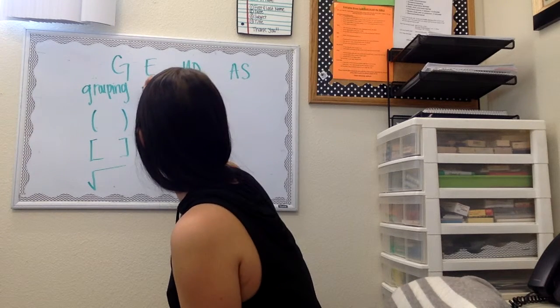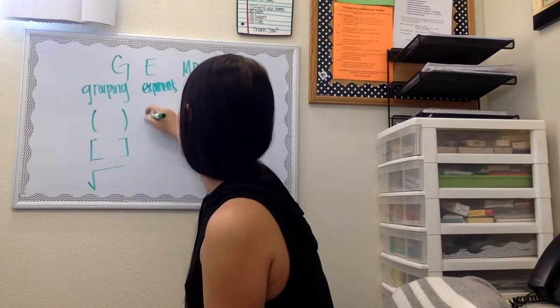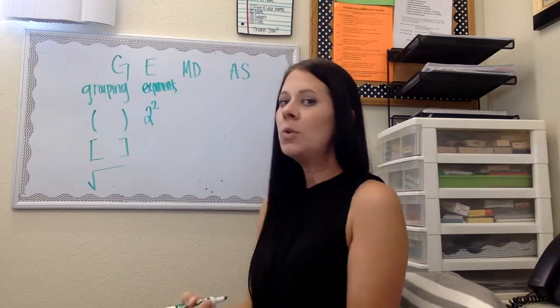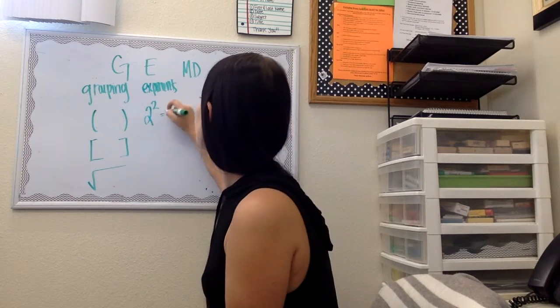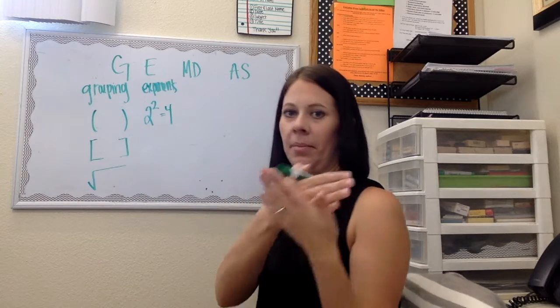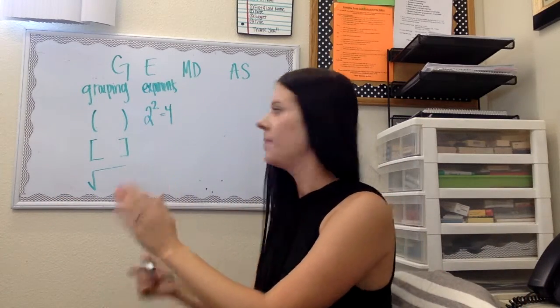Exponents is still exponents. So just think of it like this. If something said 2 squared, I know 2 squared means 4. So go ahead and just replace it with the 4. In the problem, anywhere that you see exponents, replace them all with actual numbers.